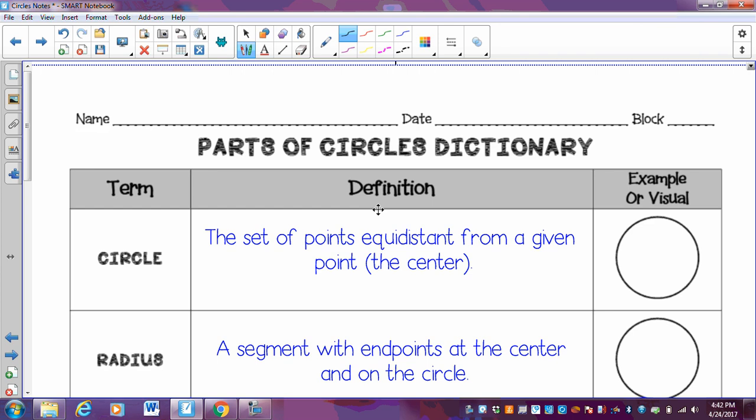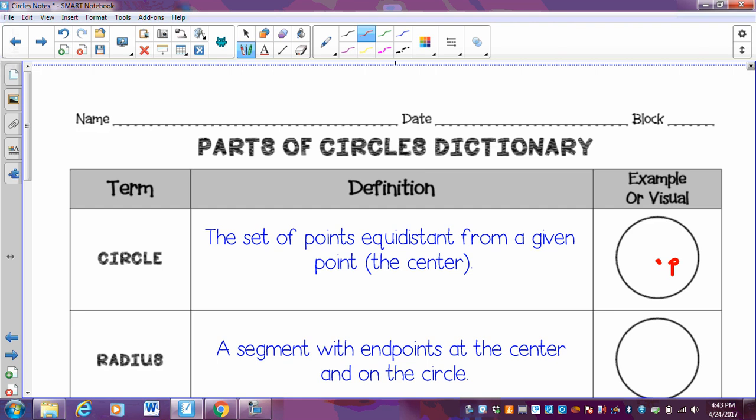So a circle is the set of points equidistant from a given point, which is the center. So what you're going to want to make sure that you add to your picture over here is a point as close to the middle as you can make it. And we're going to label that point P. So that's our center. And so that's what we have here is circle P.